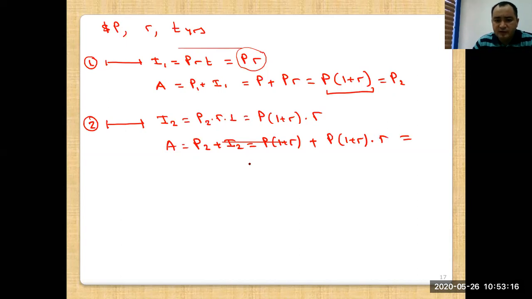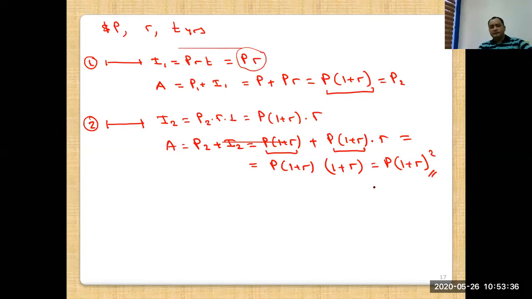Now, if you simplify this, what is the common factor? P times (1 plus R), P times (1 plus R). That is P(1 plus R). Take this out. What is up here? 1. And what is up here? Only R, right? And (1 plus R), (1 plus R). So here we have P times (1 plus R) squared. All right. Now, one more observation. How about at the end of the third year?